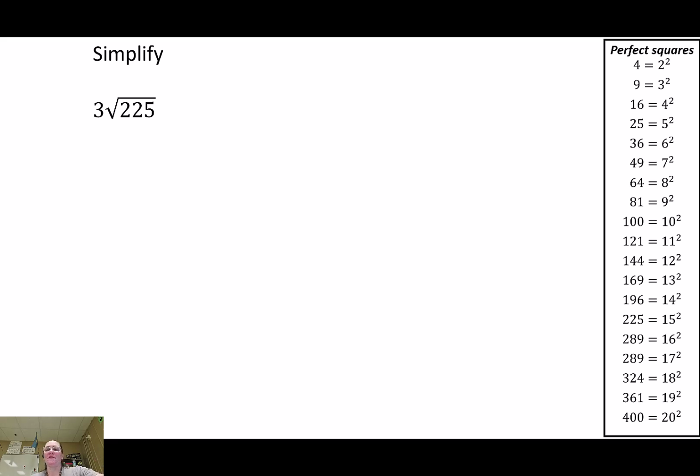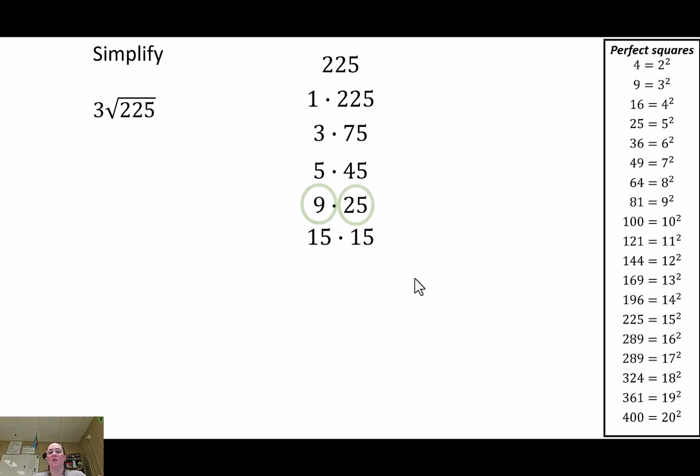All right, 225. So I've got 3 square root of 225. Now 225, I'm going to point out, is a perfect square, okay? But let's say we didn't see that. Let's look at our factors. We've got 1 and 225, 3 and 75, 5 and 45, 9 and 25, and 15 and 15. So this right here is 2 perfect squares, right?